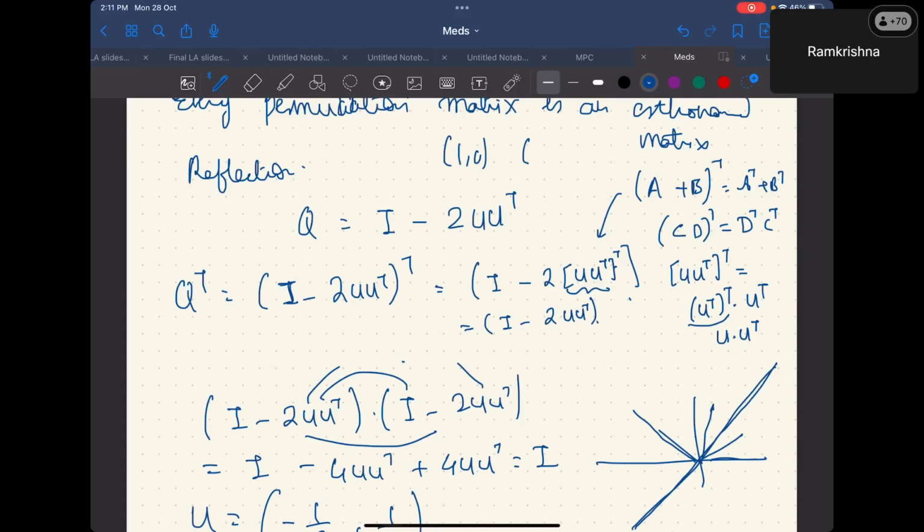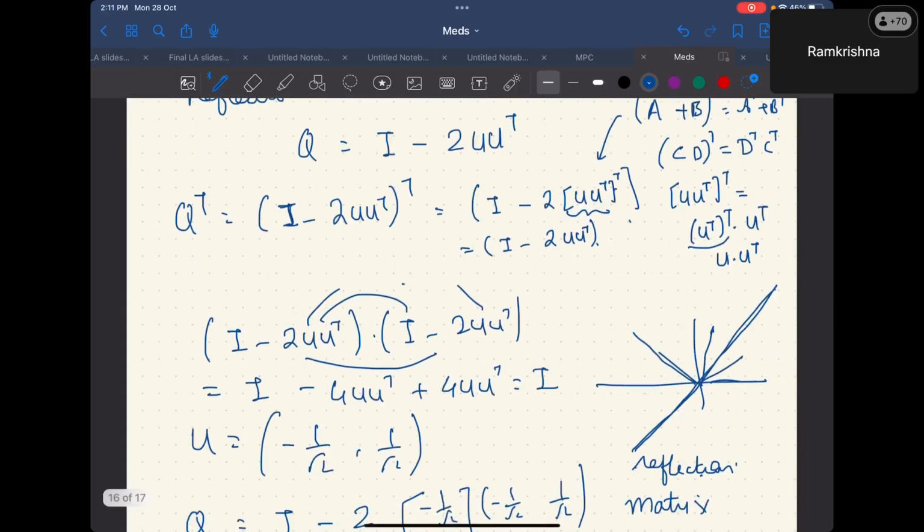Okay, this is kind of straightforward. You can just write it down. It's just a two-step computation.